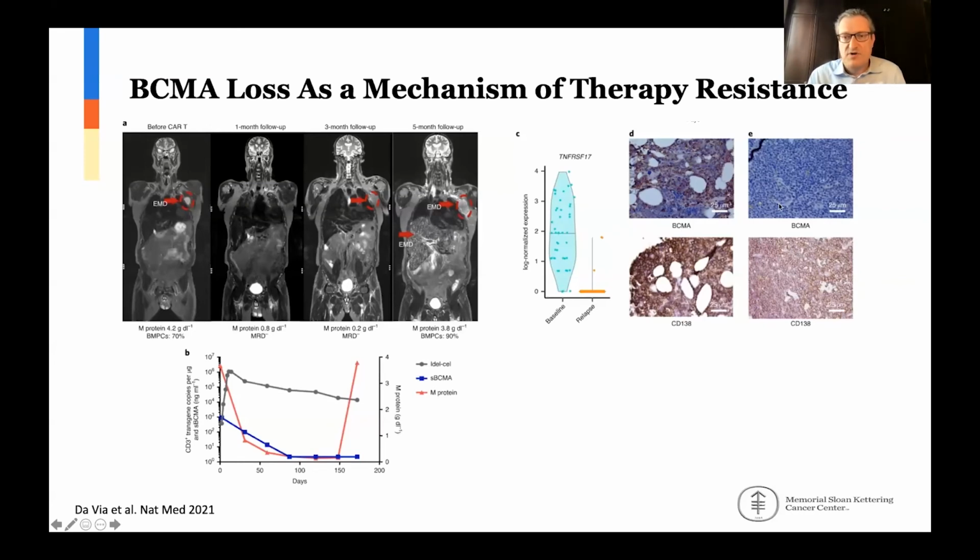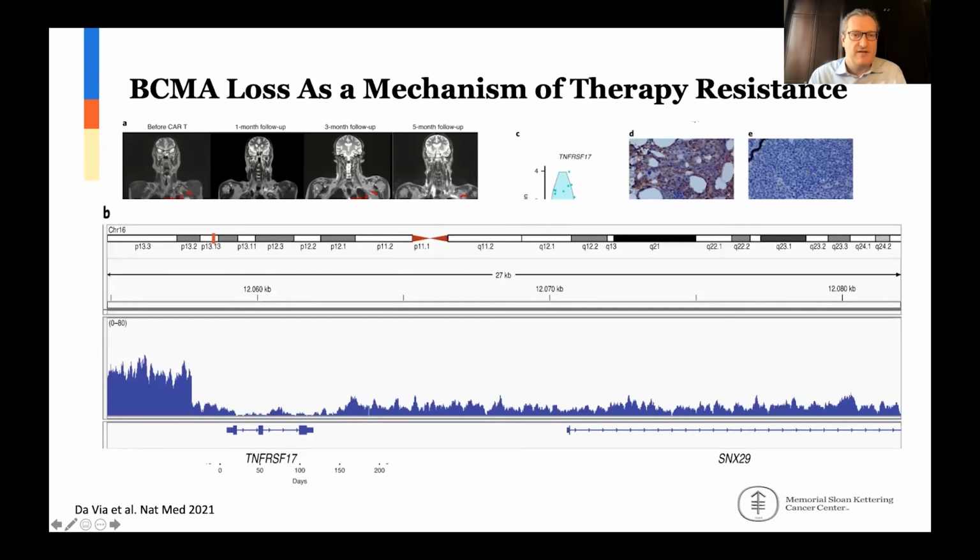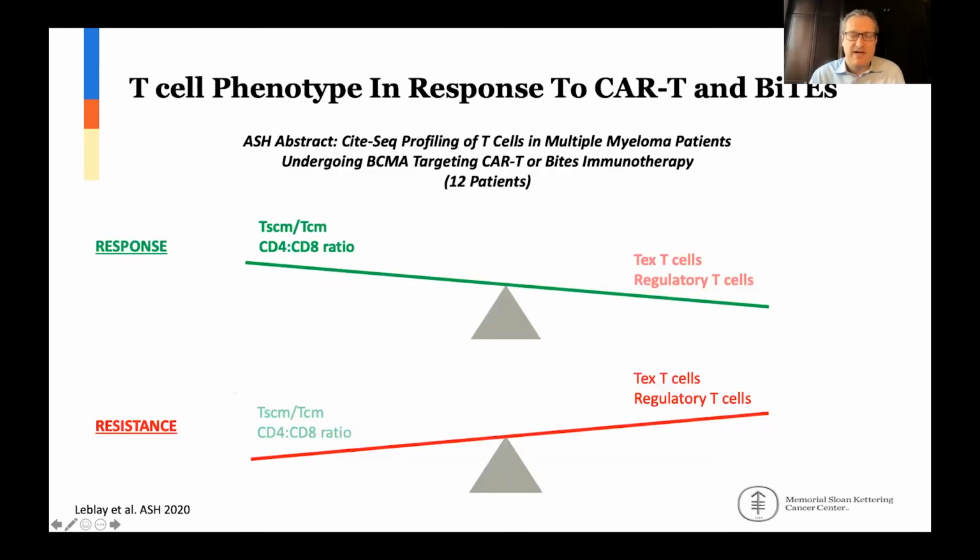These investigators sequenced the sample, and through very high depth sequencing, they could look at what's going on at chromosome 16, where this BCMA locus is. And what they can see is that there's complete loss of BCMA, or loss of copy number, essentially loss of this part of the chromosome. So genetic loss of BCMA. Now, this isn't actually the most common mechanism of resistance.